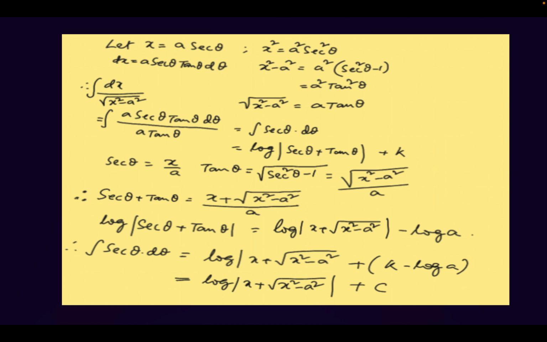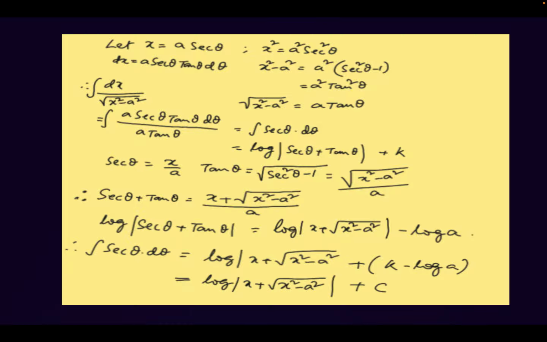Here we go. Let x equal a secant theta. X square is a square secant square theta. X square minus a square is a square of secant square theta minus 1, which is a square tan square theta, and the root of that is a tan theta. So the expression has come to a tan theta. How about dx? X is a secant theta, so dx is a secant theta tan theta d theta.